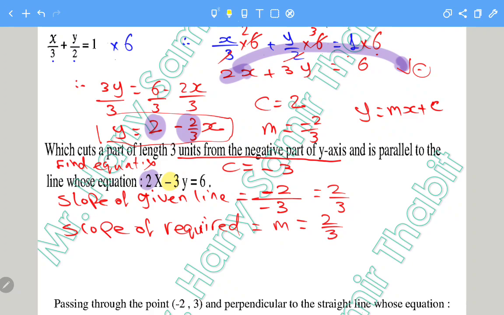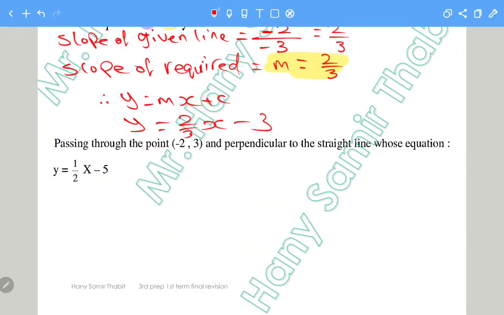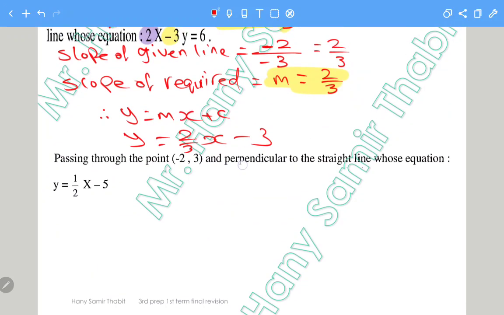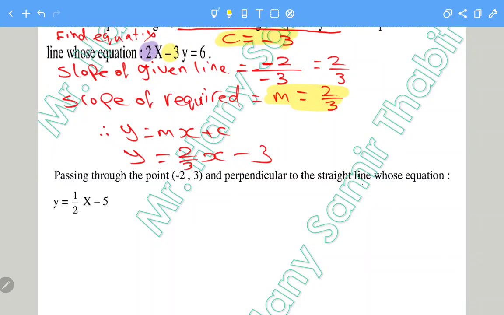I have m and c. Then my equation is y equals mx plus c, so y equals 2 over 3 x plus c, which is minus 3. We have solved it, it's too easy. Passing through, again, to solve any equation I must find m and c. Now: passing through a point and perpendicular to the straight line.